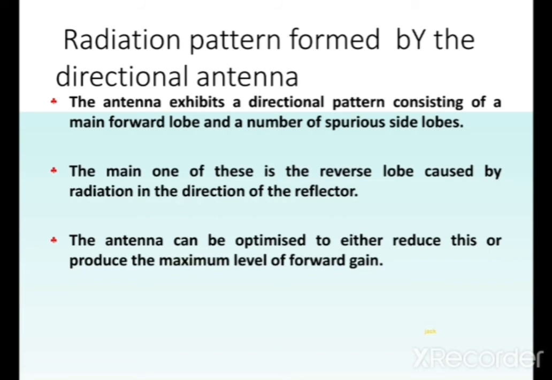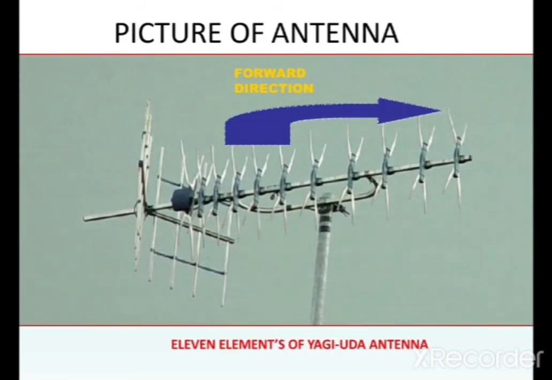The antenna can be optimized to either reduce this or produce the maximum level of forward gain. So the FBR, front-to-back ratio, should be increased when the maximum directivity is in a particular direction, the maximum lobe in a particular direction. This is the forward direction, which is towards the number of directors.